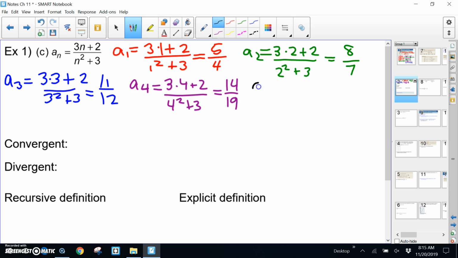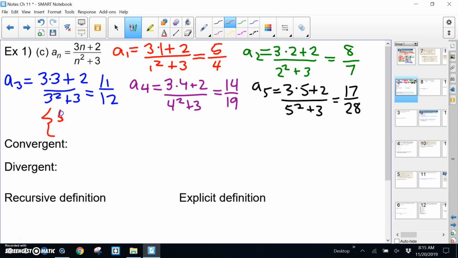Last one, A5. 3 times 5 plus 2 over 5 squared plus 3. 3 times 5 is 15, plus the 2 is 17. 5 squared is 25, plus 3 is 28. So there are my 5 terms. Let's just wrap that up and write them all out. First term was 5/4, and then 8/7, and then 11/12, 14/19, and 17/28.